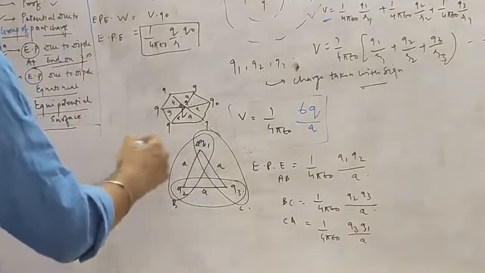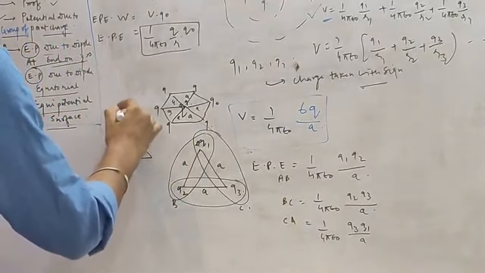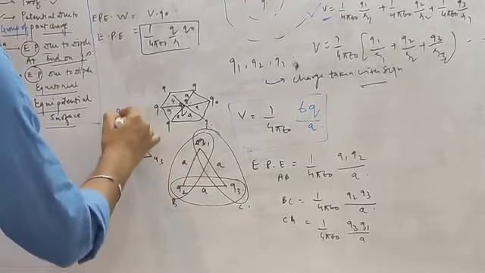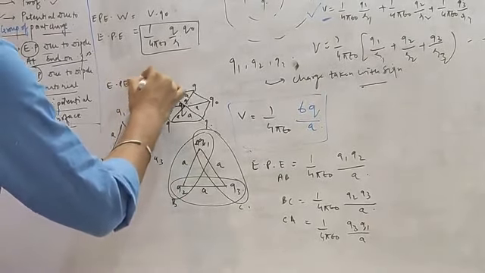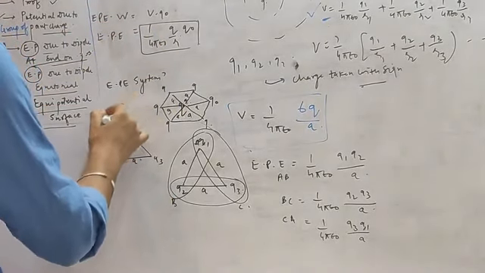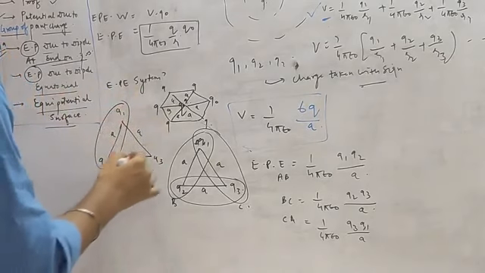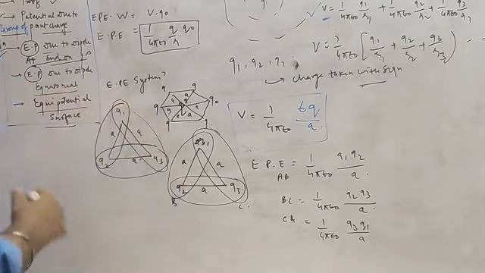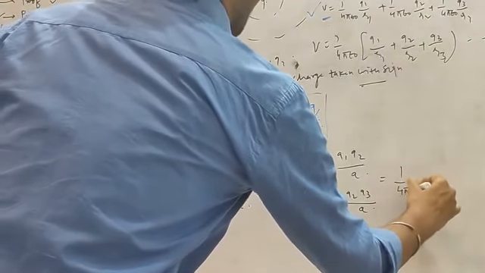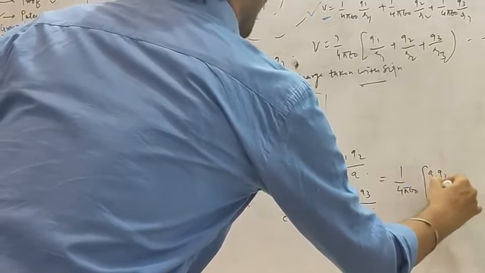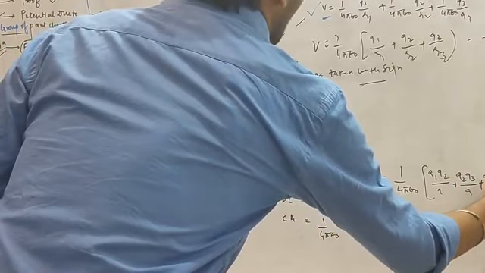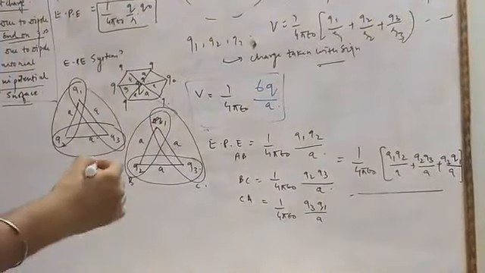Again I am repeating the question. Suppose an equilateral triangle having charges Q1, Q2, Q3, and the side of the equilateral triangle is A. Find the electric potential energy of the system. The electric potential energy of the system of the charges is between Q1 and Q2, Q2 and Q3, and Q1 and Q3. So total electrostatic potential energy of the system will be 1 upon 4 pi epsilon naught, Q1 Q2 upon A plus Q2 Q3 upon A plus Q3 Q1 upon A. This is the answer.